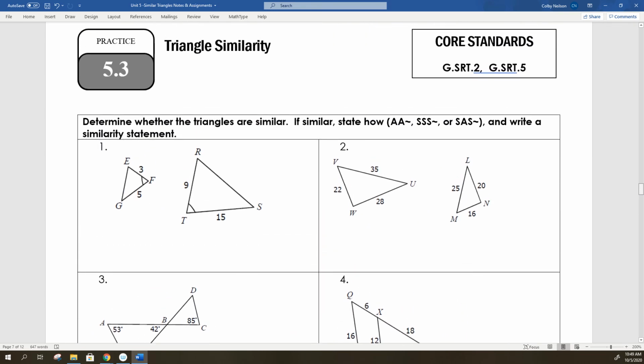Because you'd have sides that have the same ratio, right, of 1, and you'd have at least 2 angles either way, right? So good point. If 2 triangles are congruent, they're also going to be similar, but the converse is not true. If they're similar, they're not always going to be congruent, right?